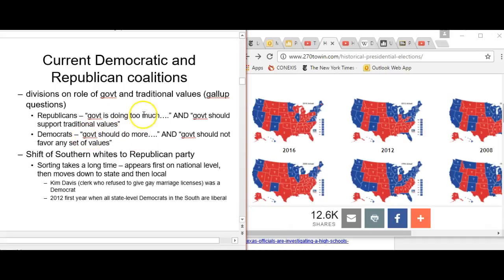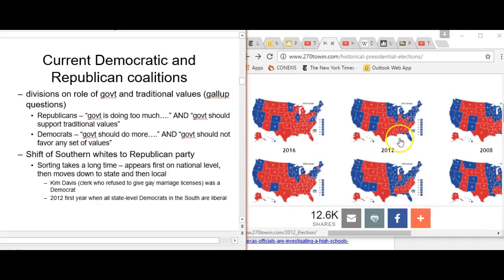The 1930s is when this division emerges between the two political parties. This division here over whether government should support traditional values or government shouldn't favor any particular set of values, that division emerges in the 1960s and 70s. And so we still see these two points of division between the two political parties in terms of the coalitions and policies they support. The other important thing about the recent coalition is the shift of the Southern whites to the Republican Party. Now, the shift takes a long time.